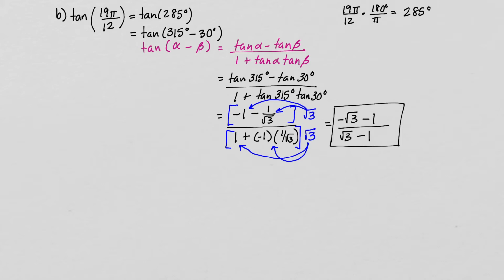How did I get negative 1 on the denominator? Okay, so the negative 1 on the denominator came from, I have this going on. I have negative 1 times 1 over root 3 times root 3, right? The negative 1 came from this part here. This part times the root 3. So that's what I've written down there.